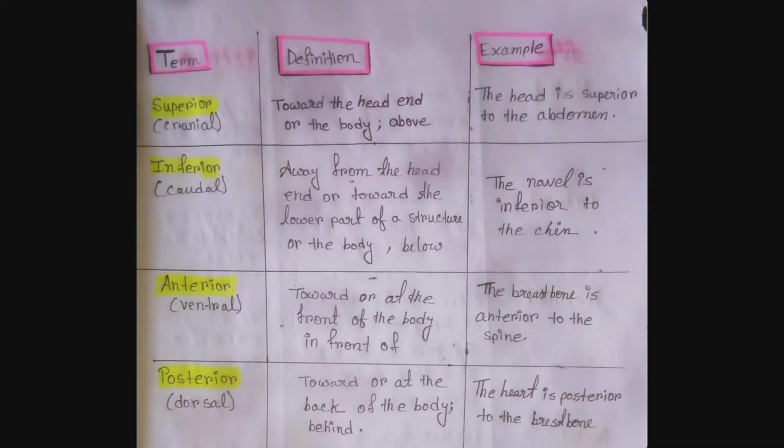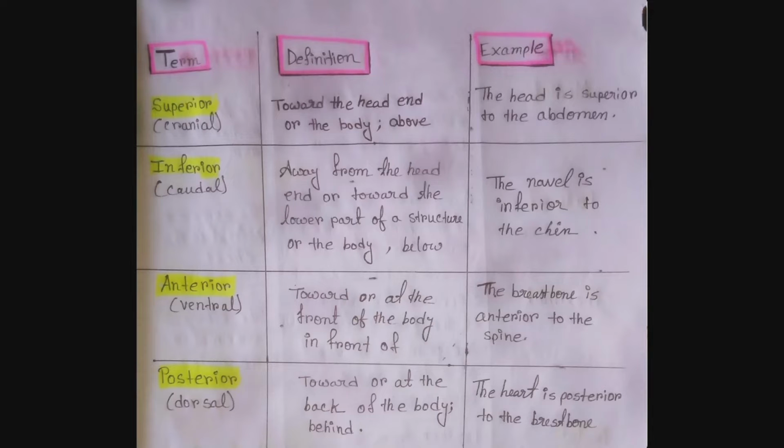At first, superior or cranial. Definition: toward the head end of the body. Simple meaning is above. As an example, the head is superior to the abdomen. Inferior or caudal. Inferior is the opposite of superior. Definition: away from the head end or toward the lower part of a structure or the body. Simple meaning is below. As an example, the navel is inferior to the chin.